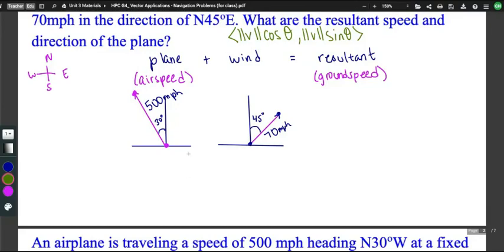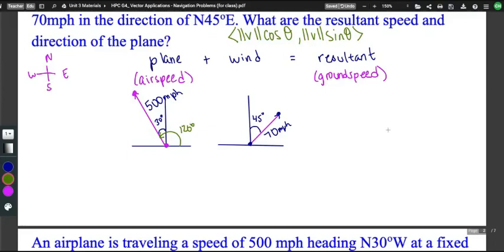So I know that this vector is located at north 30 degrees towards west, but when I calculate, I'm going to calculate using my angle in standard position. So I can visually see that as I went 90 degrees and 30 degrees more, the angle I'm going to use for theta is 120 degrees.